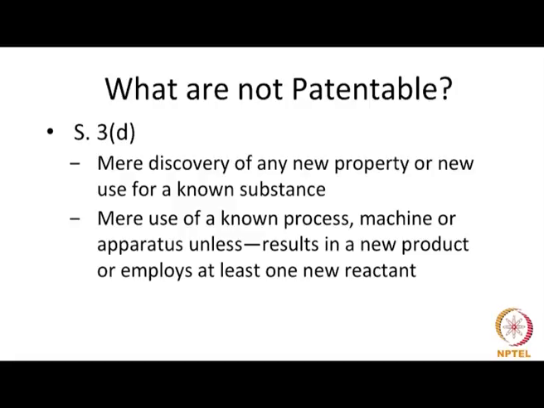But if the known process results in a new product, then that particular case could qualify for a fresh patent. Or if it employs at least one new reactant, again in that case the use of a known process could be regarded as being the subject matter of a separate patent. Now, we do not have a very clear articulation of how this clause can be instrumental in getting a patent, and we have not come across any detailed discussion either by the patent office or guidelines issued by the patent office showing how this provision shall be put into operation.